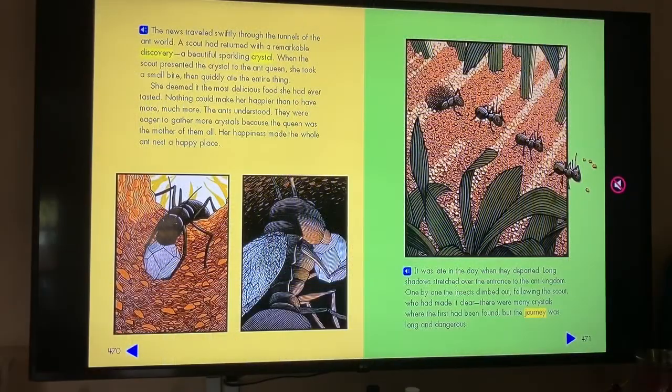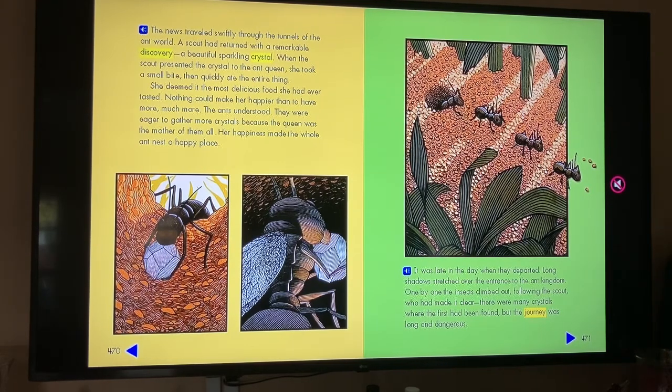The news traveled swiftly through the tunnels of the ant world. A scout had returned with a remarkable discovery, a beautiful sparkling crystal. When the scout presented the crystal to the ant queen, she took a small bite, then quickly ate the entire thing. She deemed it the most delicious food she had ever tasted. Nothing could make her happier than to have more, much more. The ants understood. They were eager to gather more crystals because the queen was the mother of them all. Her happiness made the whole ant nest a happy place.